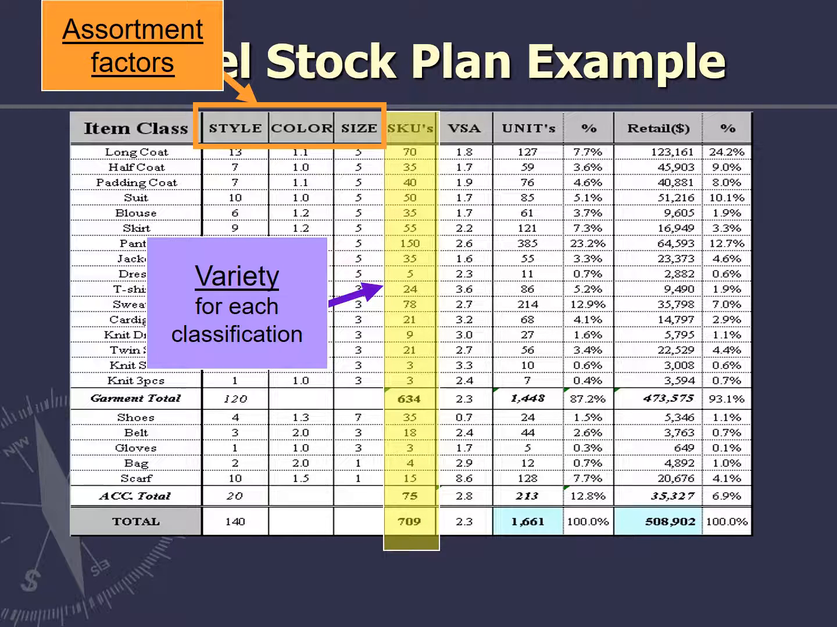And in the column after the assortment factors, you see the SKUs column. So this indicates the number of SKUs, which means the variety for each classification. And we know that we can calculate this number of SKUs, or variety, by multiplying the number of levels in each assortment factor, right? So for example, for long coat, 13 styles times 1.1 colors times 5 sizes came up to 70 SKUs.